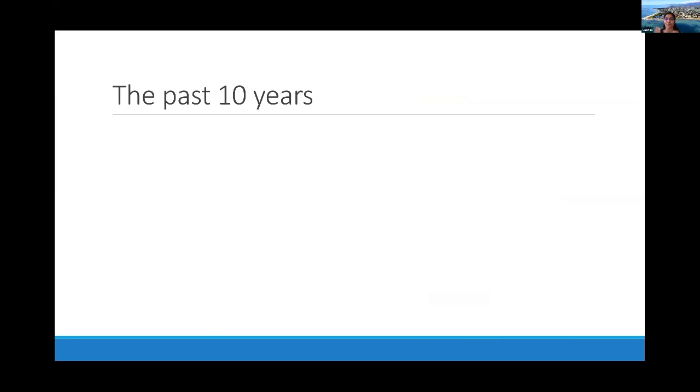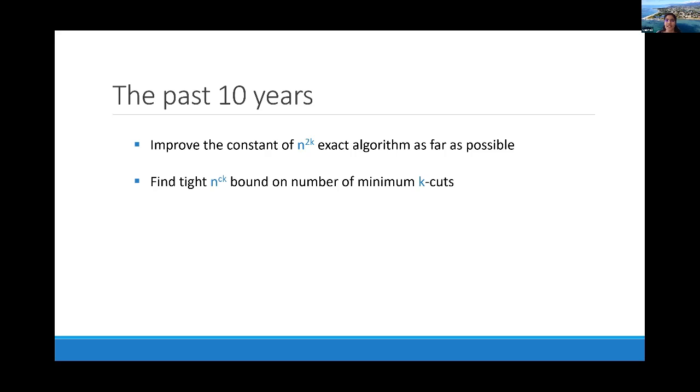Because this problem has received a lot of attention in the past 10 years alone, and that too mainly in 4 directions. The first one is to improve the constant of n to the 2k in the exponent of the exact algorithm as far as possible. The second one is to bound the number of minimum k-cuts. So the Karger-Stein algorithm gives a bound on the number of k-cuts to be n to the 2k for free. So what is the best bound that you can obtain? That's the second direction.